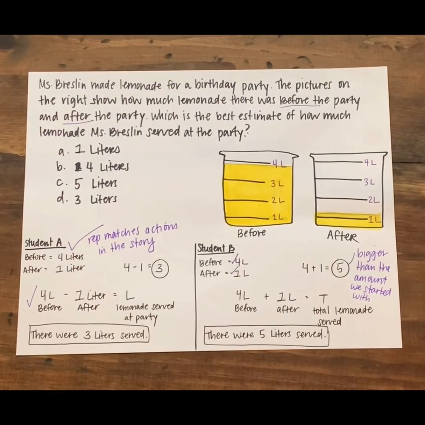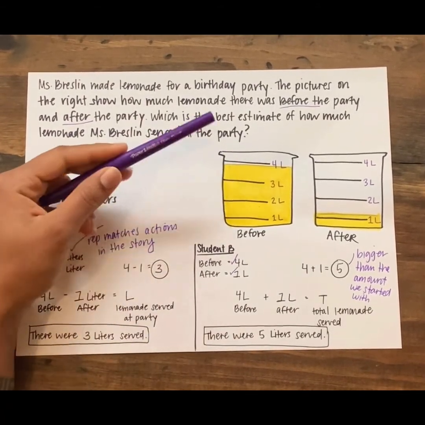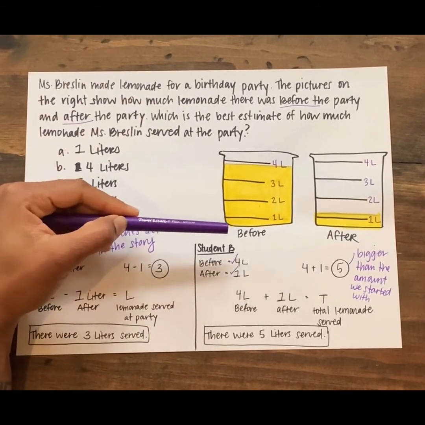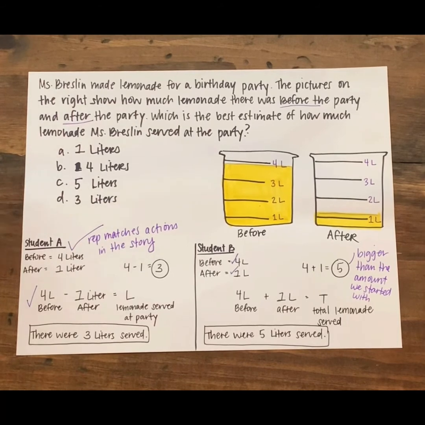Today we learned that student A's work was more accurate because the representation matched what was happening in our story. People that attended the party were drinking lemonade, and so the amount of lemonade was getting smaller over time. Today, as you represent and solve problems, you should always be thinking, does my representation match the actions in the story?